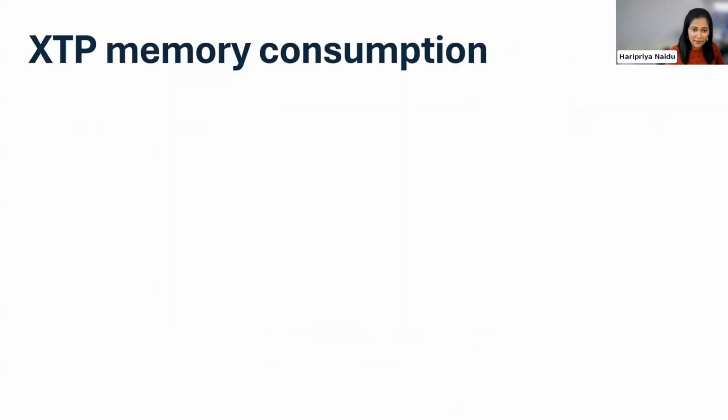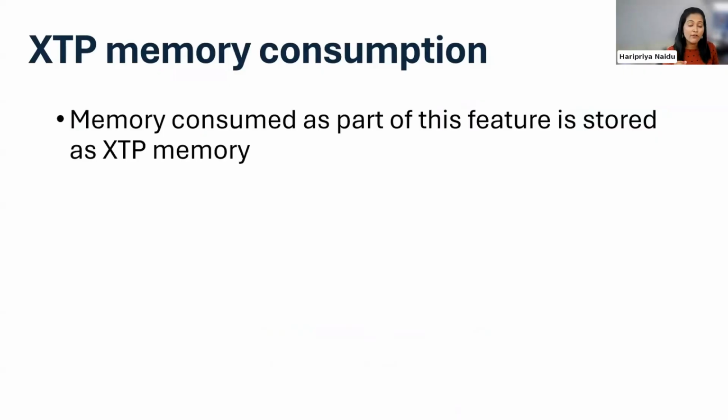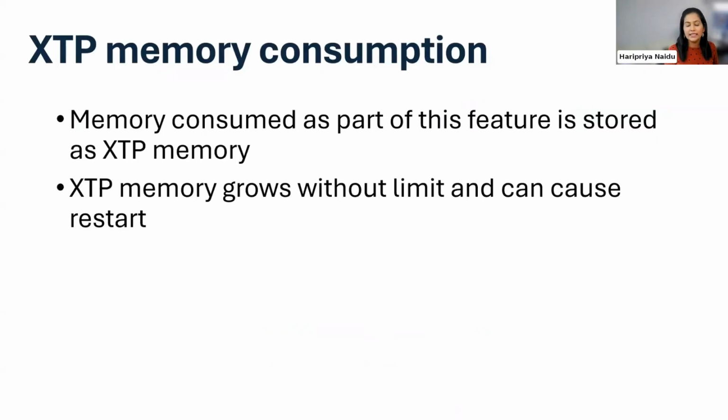Okay, so when you see XTP memory, you know that it's labeled for this feature. And this XTP memory can grow without limits, and it can blow up the server. So how does it grow without limit? What's the issue behind this? Well, after I explain, you will see that's not the issue, that's the design. All right, let's go ahead.